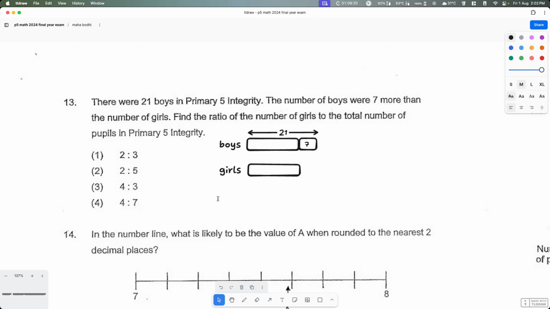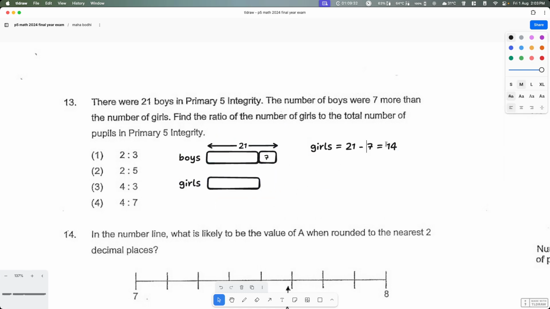So girls is equal to 21 minus 7, which is 14. Okay, and then after that, I'll put this over here so it's easier. Girls is this, and then what about the total? So total is equal to 14 plus 21, equal to 35. So we want to get the girls to the total number. So girls to the total is equal to, in this case, 14 to 35 over here.